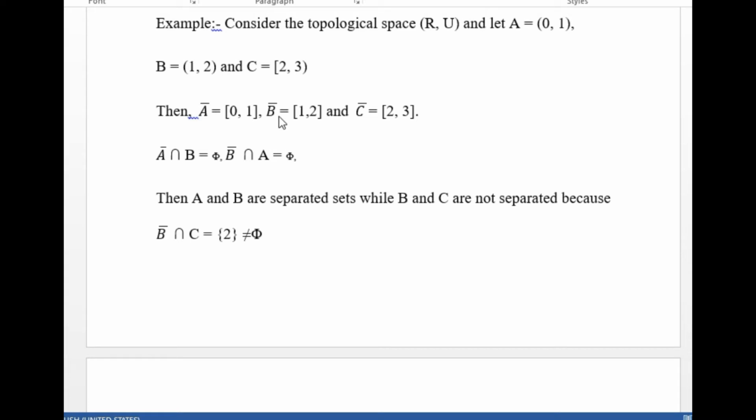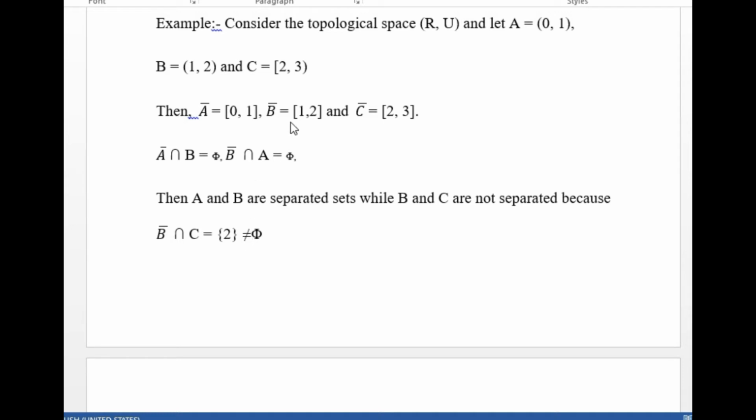Similarly, if we take the intersection of B closure with A, then look at this number 1: it belongs to B closure but 1 does not belong to A. So B closure intersection A is empty. It means the sets A and B are separated sets, while B and C are not separated, because if we take the intersection of B closure with C, we get a common element 2 in the intersection of B closure and C. So B closure intersection C is non-empty. So B and C are not separated.